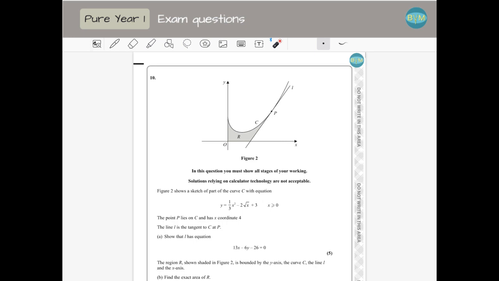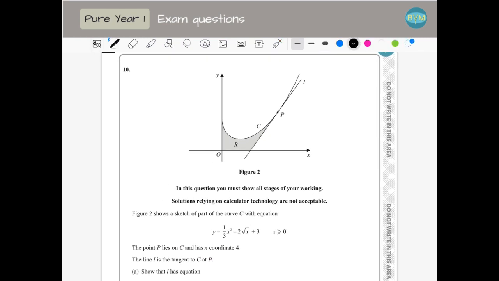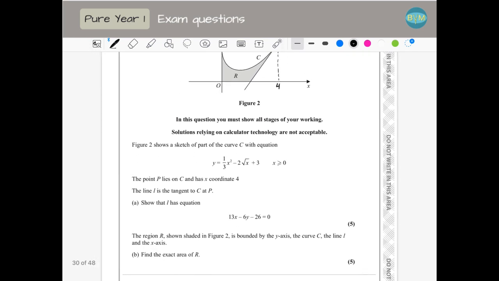Hello, this is question 10 in your AS level from Edexcel from June 2022. You have a sketch here that shows part of the curve C, with this equation. The point P lies on C and has x coordinate 4, so we know the x coordinate of this point is 4. The line is tangent to C at P, and we have to find the equation of the line. They give it to us, but we have to find it.